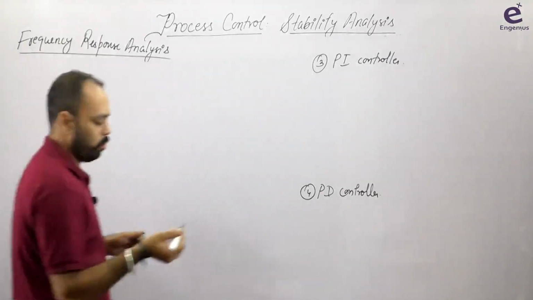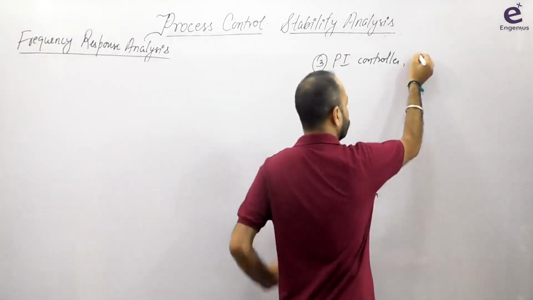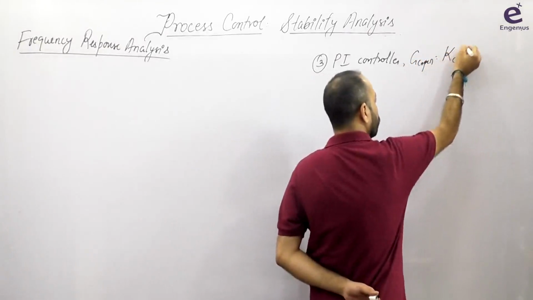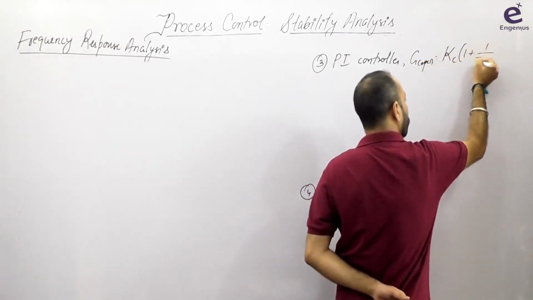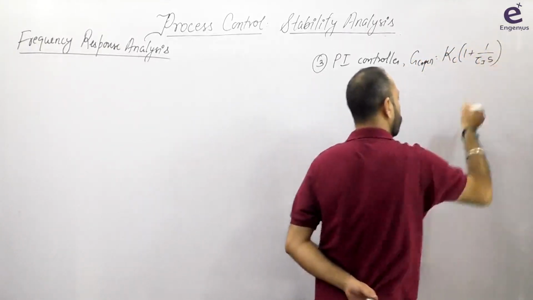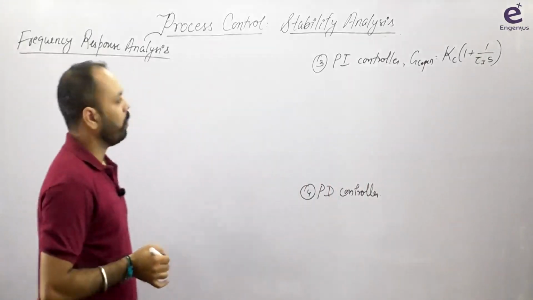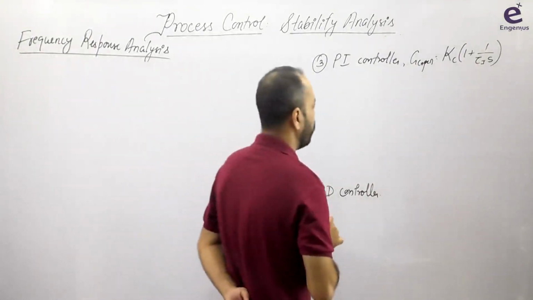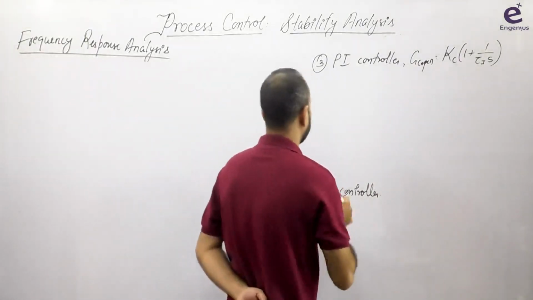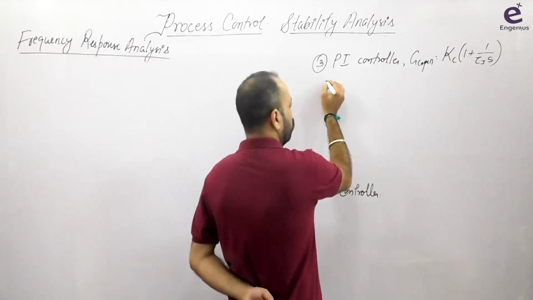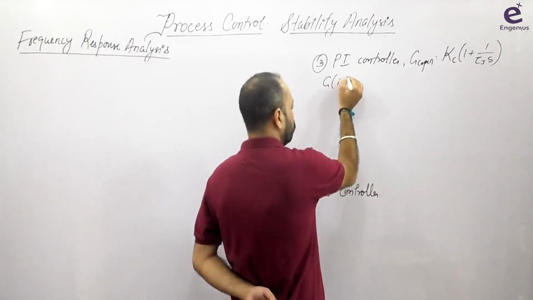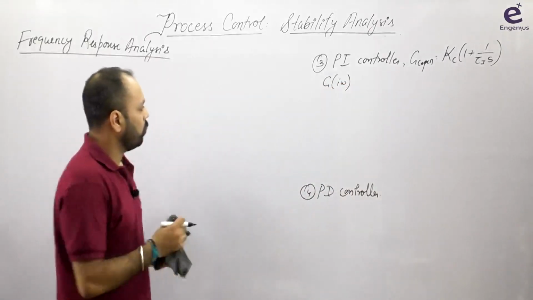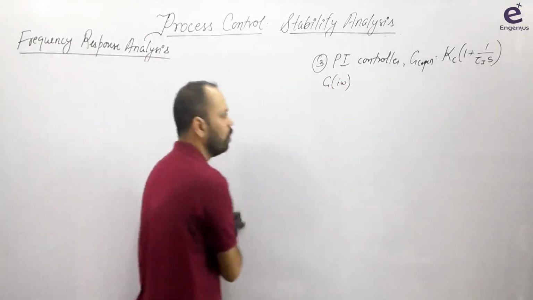PI controller. What is the transfer function? GC open is Kc into 1 plus 1 by tau I s. Okay, that is GC open. Put s is equal to iota omega. Do the things. Write this in the form of a complex number. So in that case, G of iota omega will be, I think it will take some space here. That is third. Okay. You people do it, right?